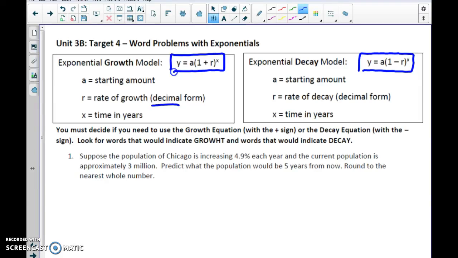All right, so number 1. Suppose the population of Chicago is increasing. So since I see the word increasing, I know that I'm going to use the plus equation. Okay, it's increasing 4.9%. That's my R each year, and the current population is approximately 3 million. That's my A. Predict what the population would be 5 years from now. That's my X. That's my time. And round to the nearest whole number because we're talking about people.